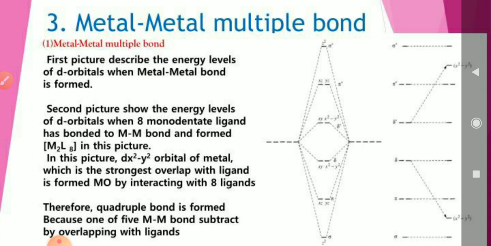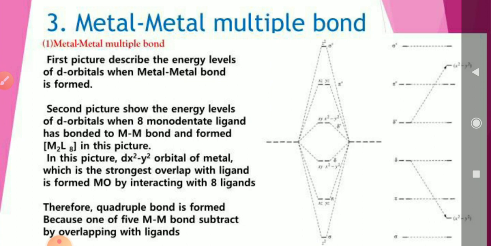Now, the first picture describes the energy level of a d orbital when a metal-metal bond is formed. The second picture shows the energy level of a d orbital when eight monodentate ligands have bonded to the metal atoms and formed M2L8. In this picture, the dx²−y² orbital of a metal, which has the strongest overlap with a ligand, is formed by MO interaction with eight ligands. Therefore, the quadruple bond is formed because one of the five bonds is stretched by the overlap with the ligand.